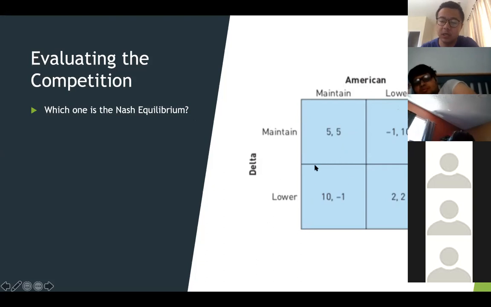So we need to choose 2 for this one because it's for both sides, not only one. For American, it's the same process to decide which strategy to pick. I'm not sure everybody understands the game theory here.